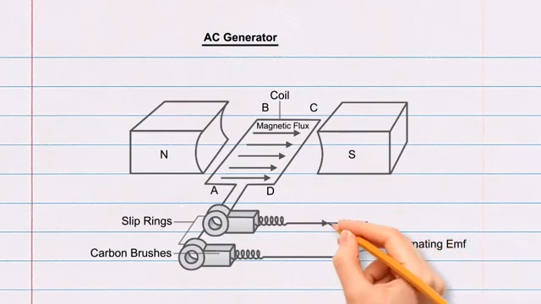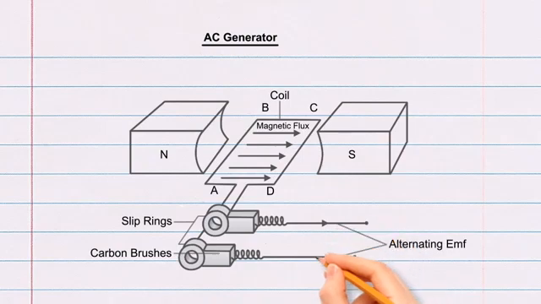Draw an arrow rightwards on the first horizontal line of alternating EMF, which is below the south pole. Similarly, draw an arrow leftwards on the second horizontal line.